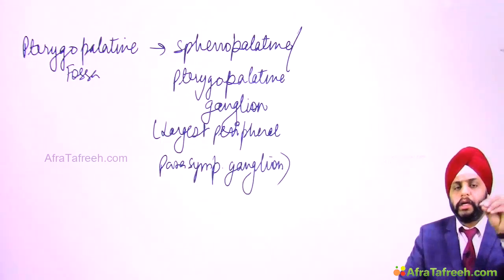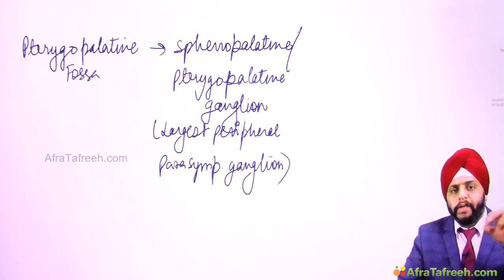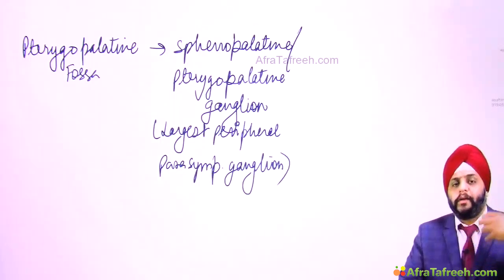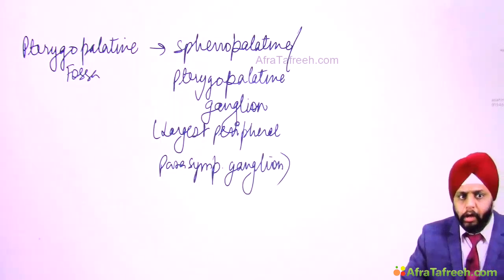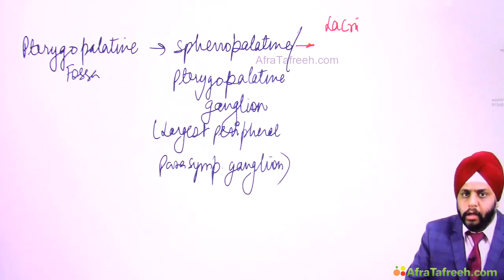Now this Vidian nerve relays its fibers over here. When it relays its fibers, these fibers become post-ganglionic. Now they are fit to function, and after this they supply the lacrimal glands.